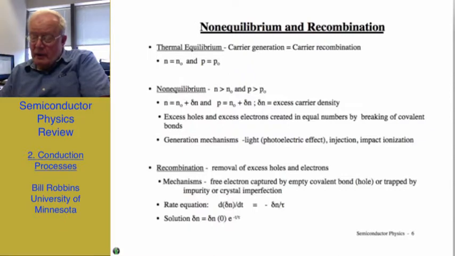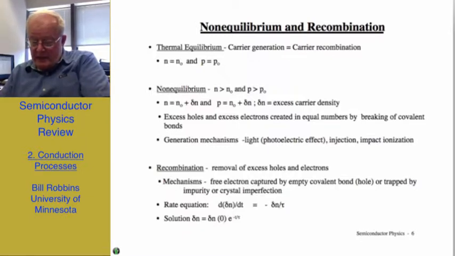A couple of them are illuminating the semiconductor with light of appropriate wavelength that will break covalent bonds. That's the so-called photoelectric effect. A second mechanism is injection across the p-n junction. And finally, impact ionization. These latter two I'll be talking about a little bit later.